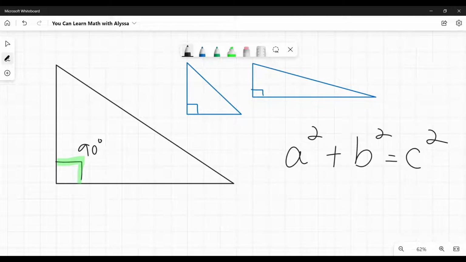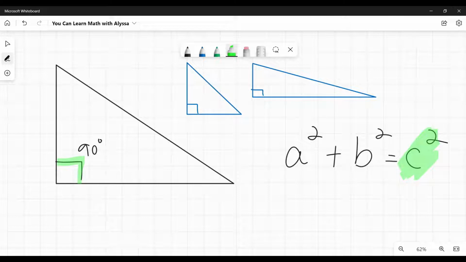Well, of course, the first question we want to ask ourselves is, what is represented by a, b, and c? What are they on these triangles? Now, A and B can actually switch places. More on that in a moment. But the one that is always going to be the same and is arguably the most important is C. C is always going to be the hypotenuse of the triangle.